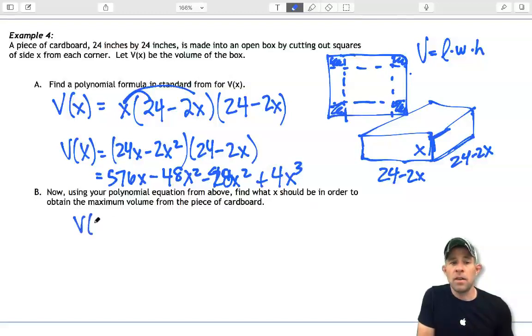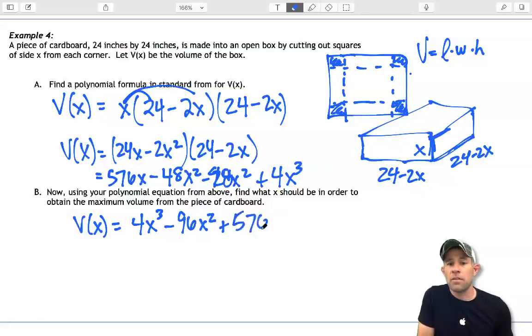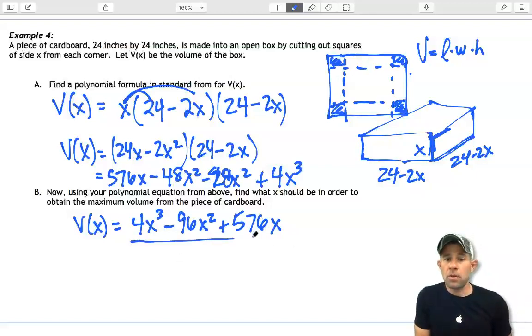Okay, so in the end, our volume of this box, written in standard form, should look like this: 4x cubed minus 96x squared plus 576x. Okay, so here's the polynomial that represents the volume of this box, and it says, using your polynomial equation, find the x that should be in order to obtain the maximum volume.